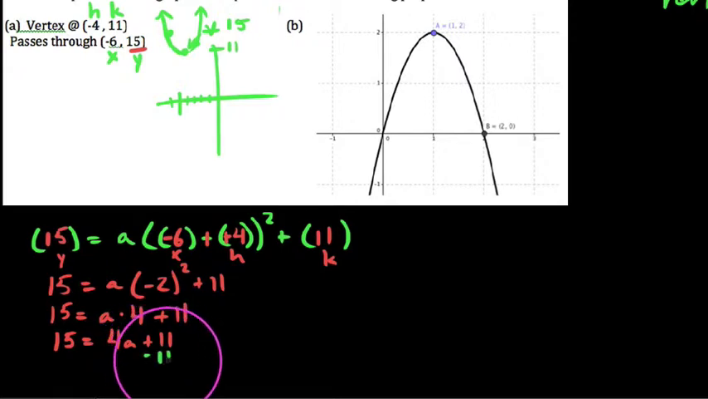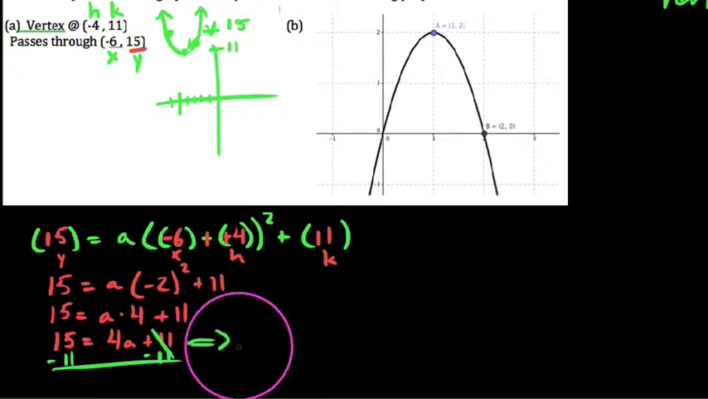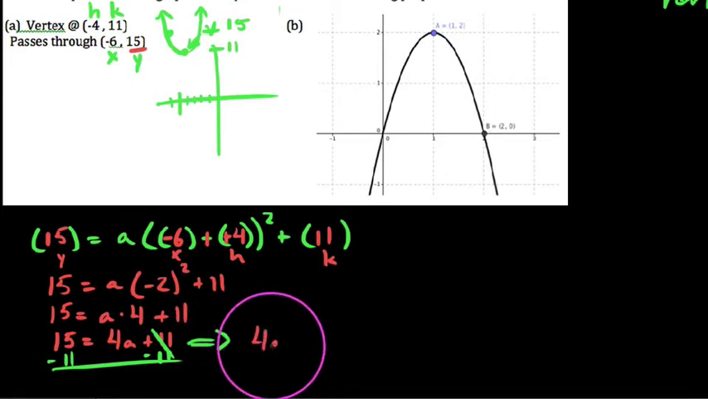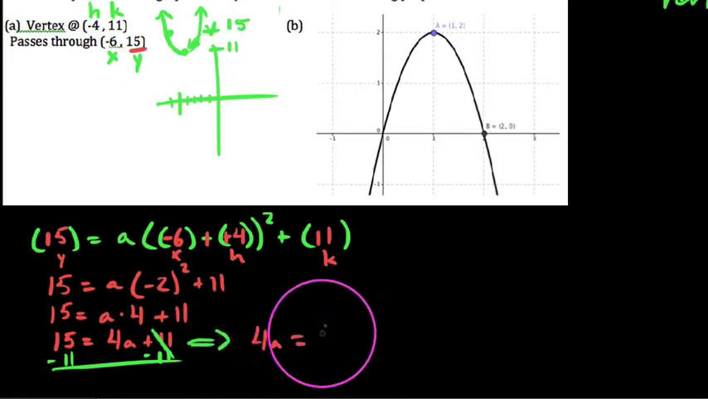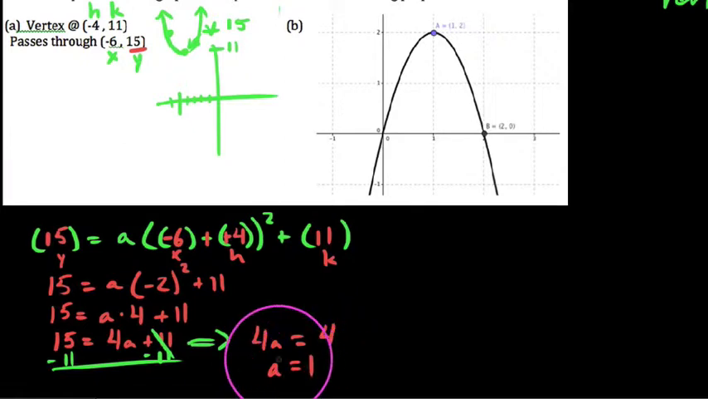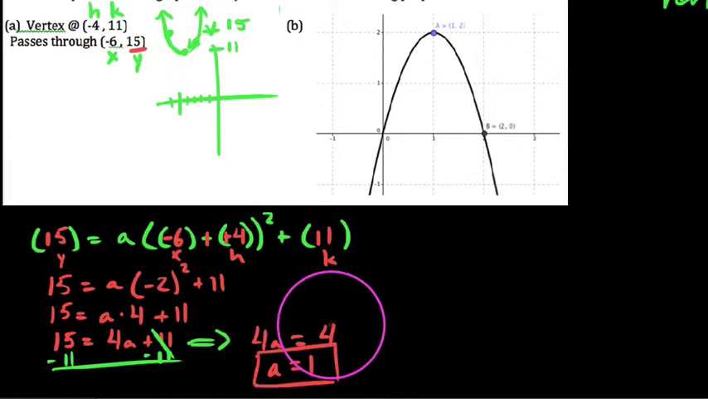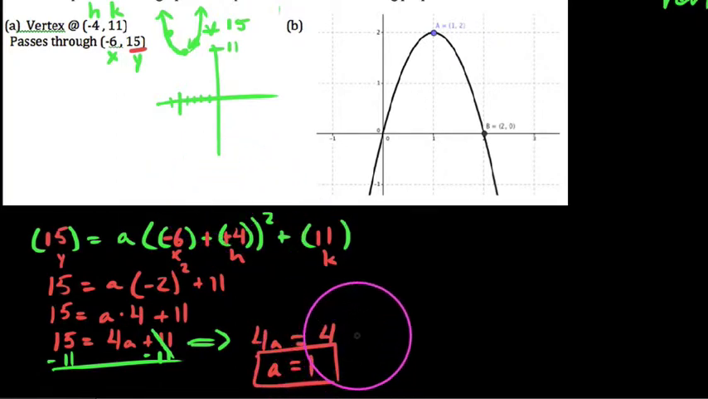And so if we kick our 11s from both sides here, this implies that 4a, I'll put this on the left, is equal to 15 take away 11, which is 4, and a is 1. So this is our a value. And so we can finally finish this up here by plugging everything back in. All we need now are a, h, and k, just like any other time.